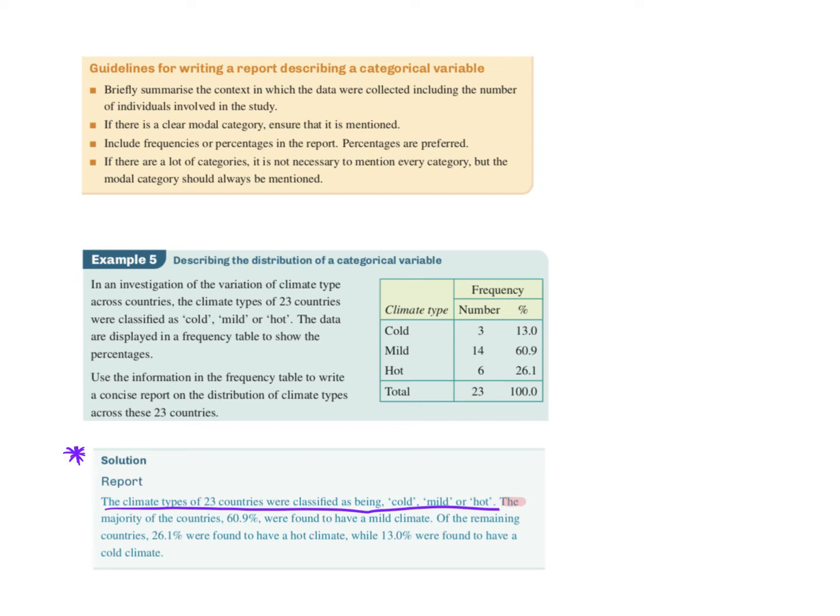So you'd say the majority of the countries, 69%, were found to have a mild climate. You could say that the modal category was mild with 69%. That'll be fine. And of the remaining countries, 26% were found to have a hot climate and 13% were found to have cold. So you're describing the categories. So there's an example of a report which you could use if you're asked to do that.